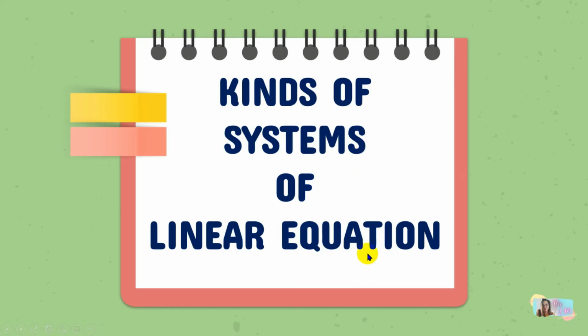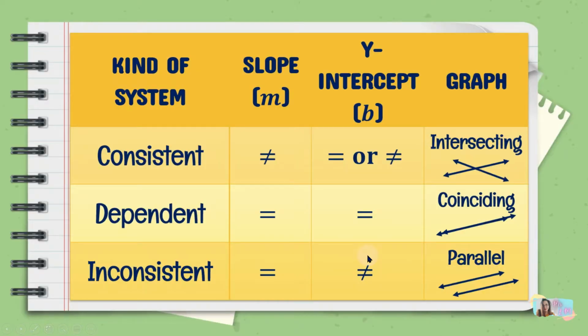There are different kinds of systems of linear equations, and we can determine this kind of system by looking at the comparison of the slopes and y-intercepts among those linear equations within the system. So the kinds of system that we have are consistent, dependent, and inconsistent.